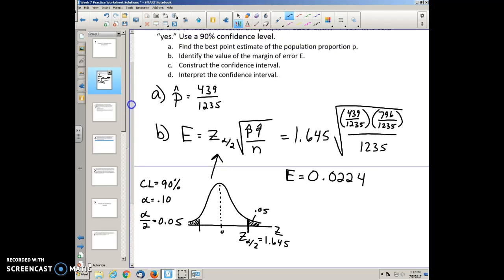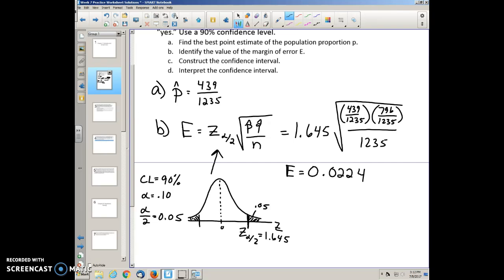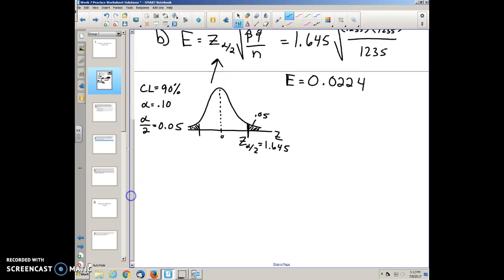Now it says construct the confidence interval. So from our P hat, you subtract the margin of error to find the lower boundary, and then from your P hat, you add the margin of error to find your upper boundary. In other words, P is between P hat minus E and P hat plus E.